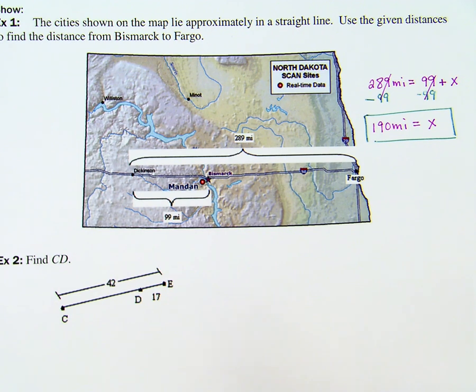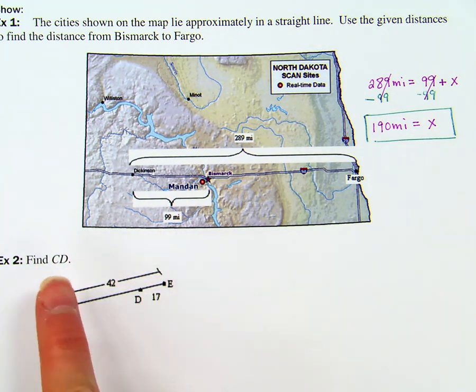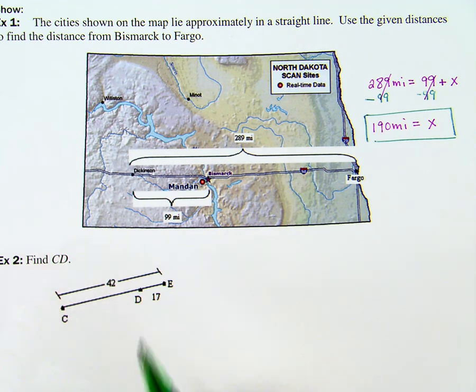Example 2 is a very similar problem, only we've removed the map and gone straight to just a geometric figure. We're just looking at segments here. Now there is something to note on the question. It says find CD. Notice that there is no bar on top of the CD. So this is not saying find the segment. Oh look, here's segment CD, I'm done.